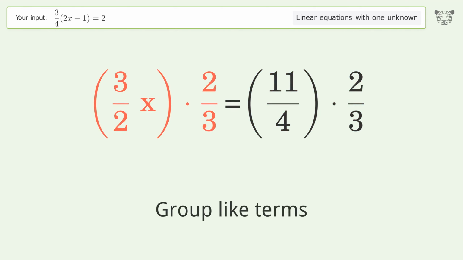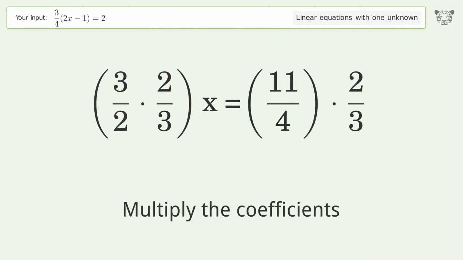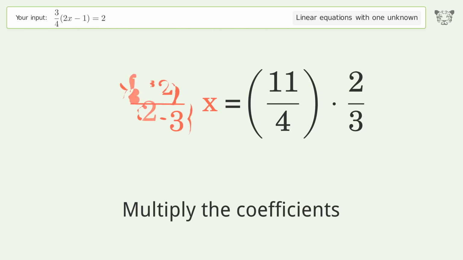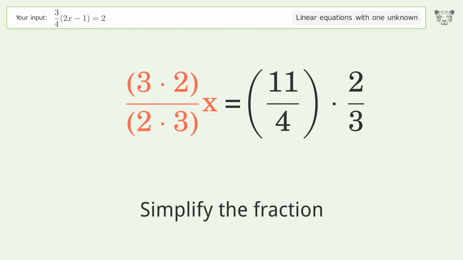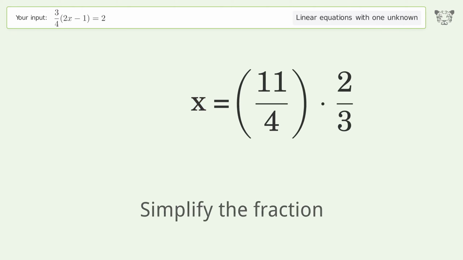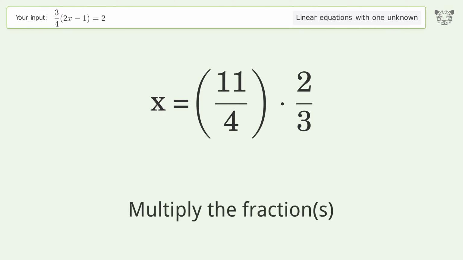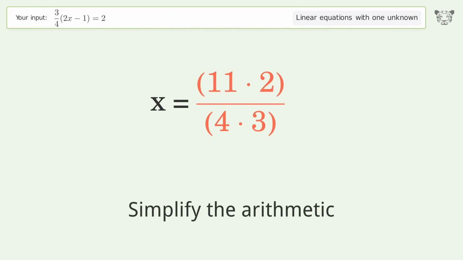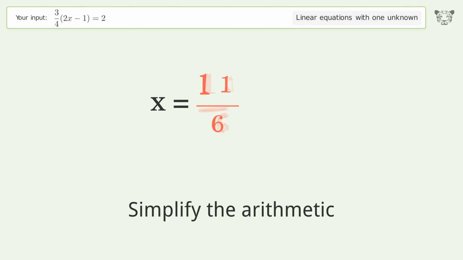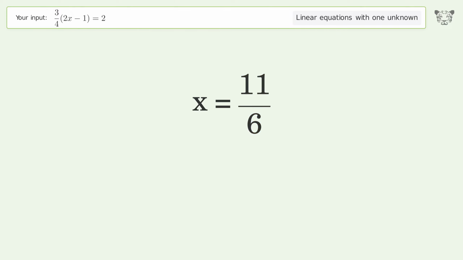Group like terms. Multiply the coefficients. Simplify the fraction. Multiply the fractions. Simplify the arithmetic. And so the final result is x equals 11/6.